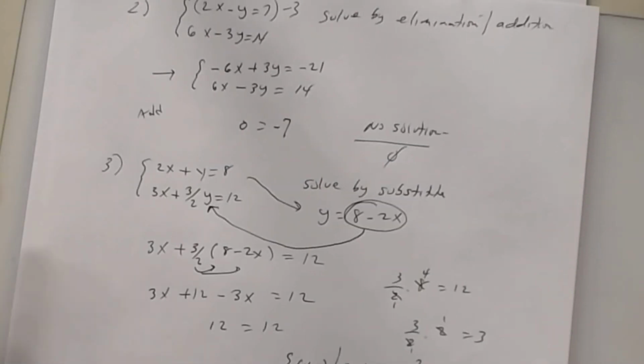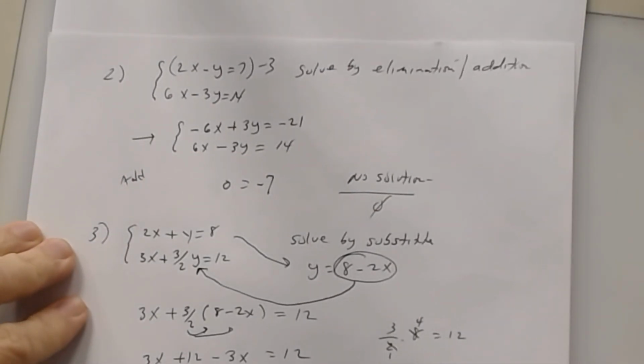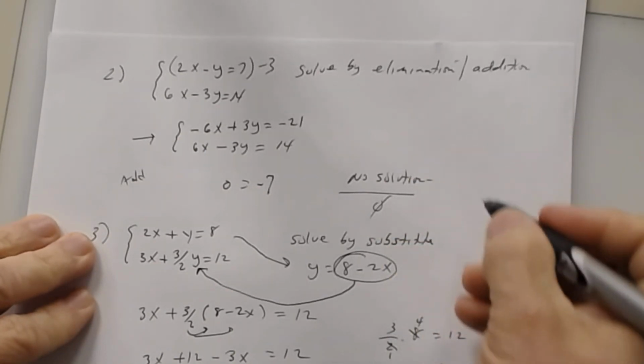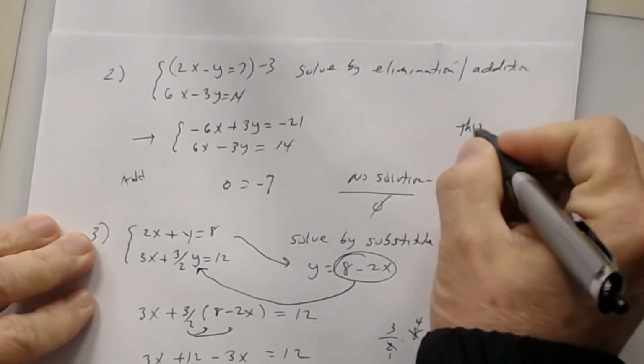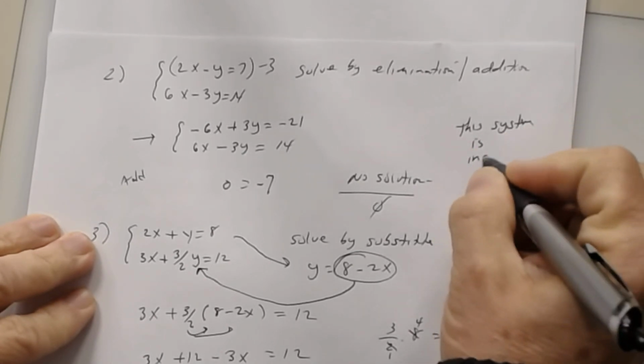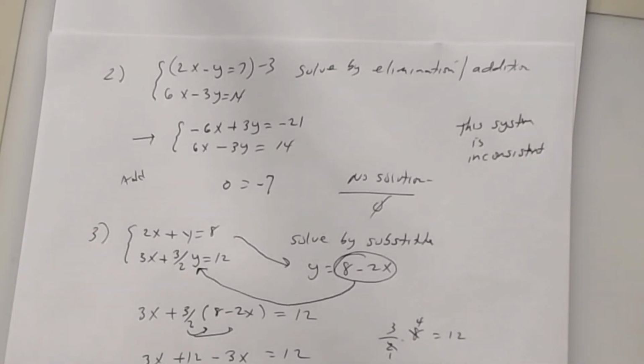Classify the second system for me. The second, number 2. Say it again? Yeah, but classify them. Inconsistent. That's all you say. Inconsistent. So this system is inconsistent. But yes, they are going to be parallel. But I need for you to use the word inconsistent.